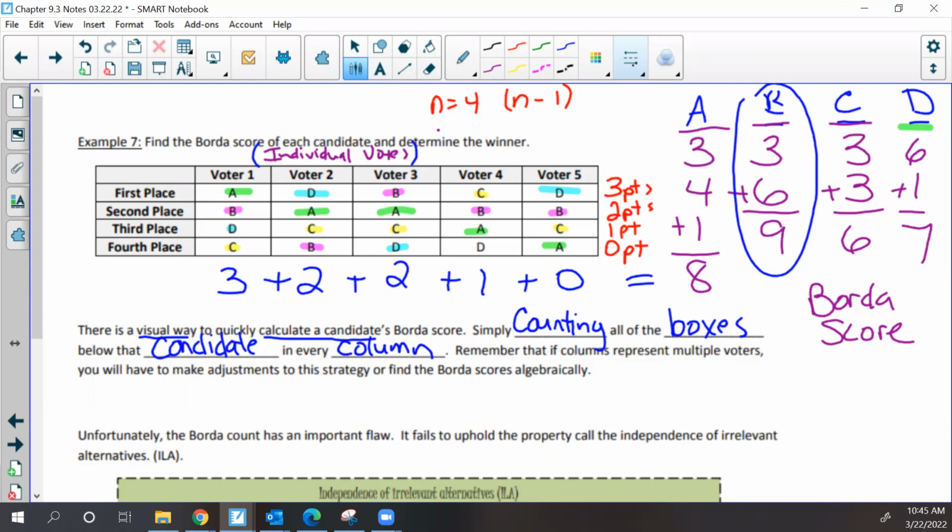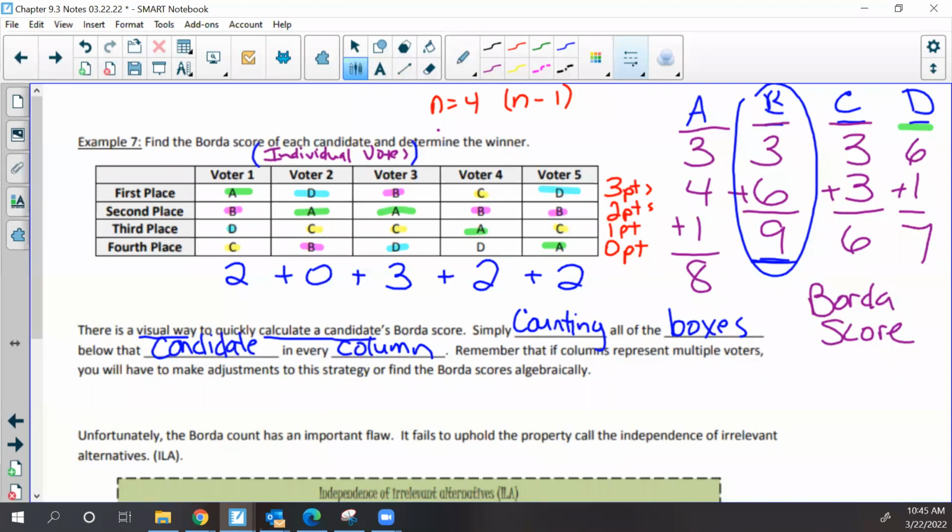So you can visually do this. I'll do it with candidate B. So candidate B is in purple, and candidate B has two boxes below him here. Has zero boxes here, has three boxes below him here, has two boxes below him here, and two boxes below him here. When I add all these numbers up, what do I get? I get nine. That's candidate B's Borda score.